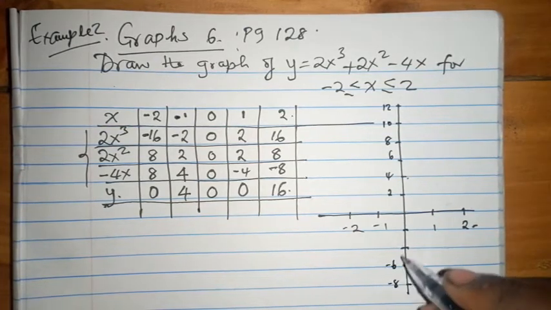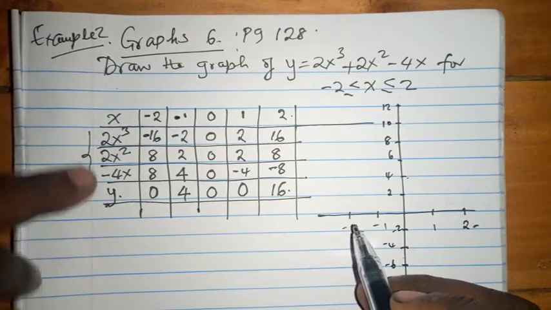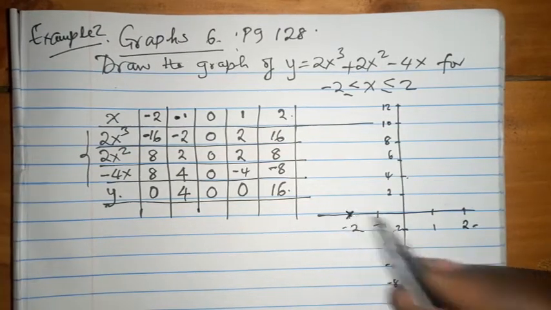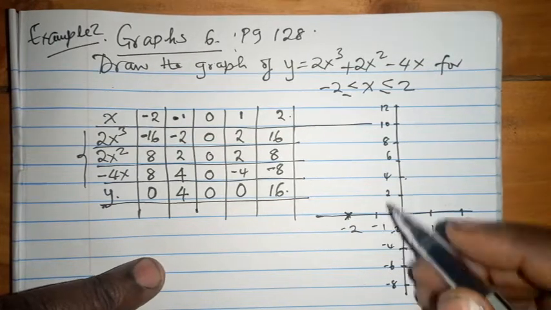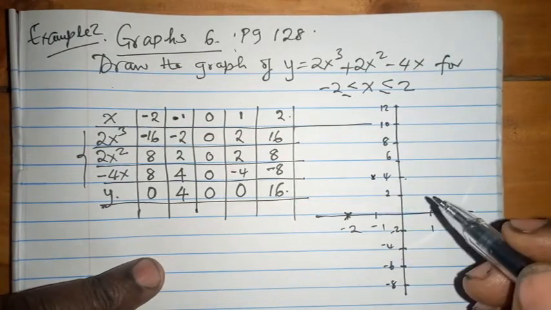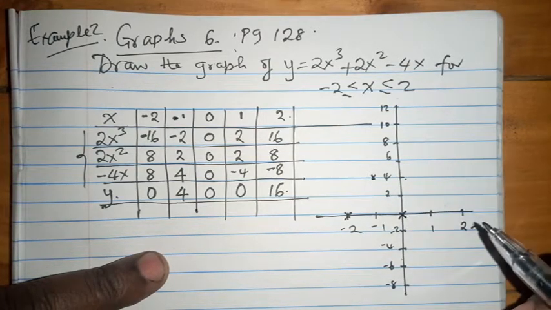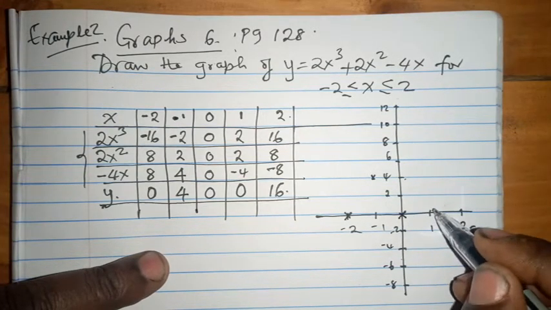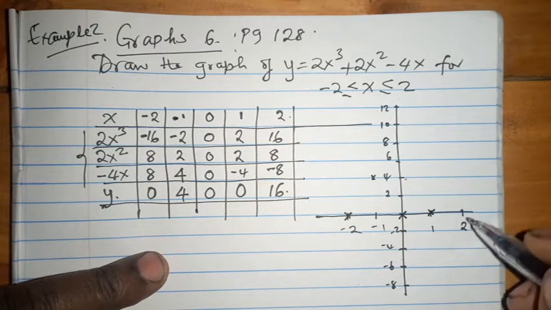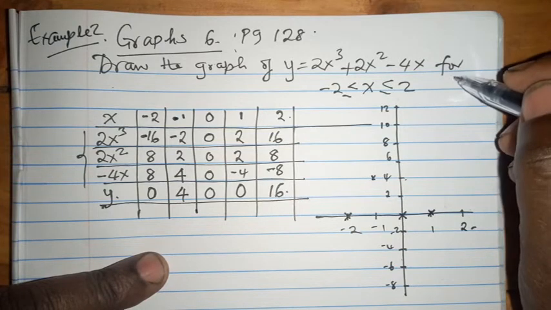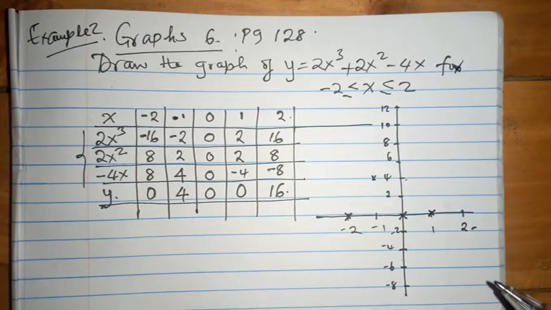When x is minus 2, then we have y being equal to 0. When x is minus 1, we had y equals 4. When x is 0, we have 0. When x is 1, we have another 0. And when x is 2, we have a 16 that is up there, just up there somewhere.